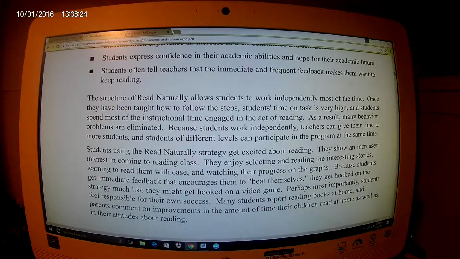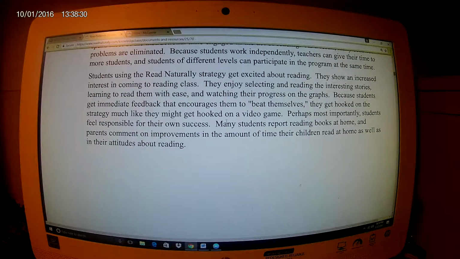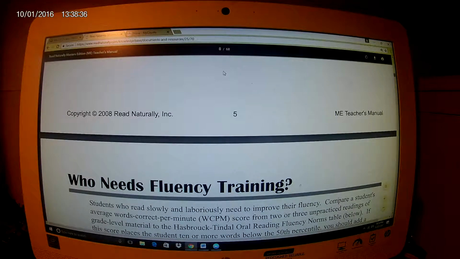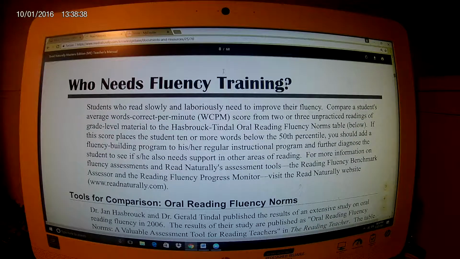So Read Naturally is supposed to be an independent thing with the student doing it, but at the school, we engage the student and do it instead of them by themselves, so that we can monitor them and keep track of what's going on with their fluency and their comprehension. So this is the big thing with Read Naturally, this WCPM. This is words correct per minute, the average.